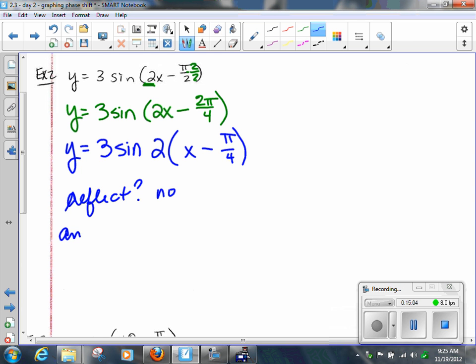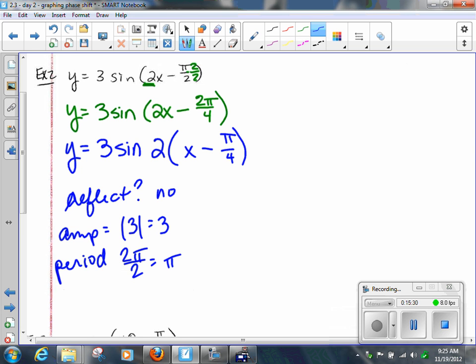Amplitude. Absolute value of 3, which is 3. Period: 2 pi over 2, which is pi. What is the period? Describe the period. No, that's not what I asked. Describe what it is. What is it? What does this mean? Can't say. Say it again.